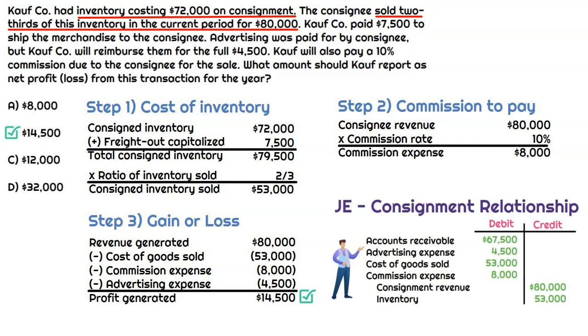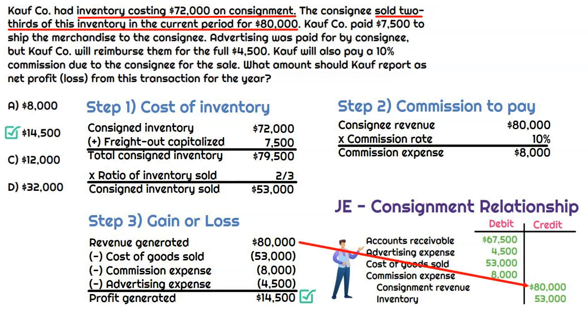Now we're going to take it one step further and really think about the journal entry here, right? So as you can see, here's the journal entry. I don't want you to focus too much on that first account, accounts receivable yet, because that's ultimately going to become sort of the plug here. So let's focus on the credit side first. So consignment revenue is $80,000.